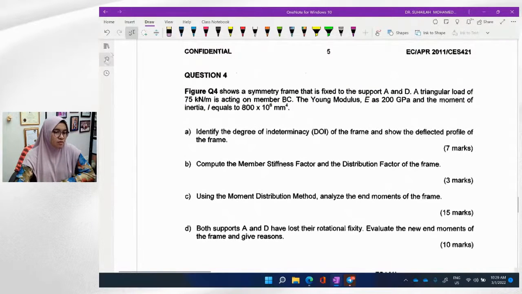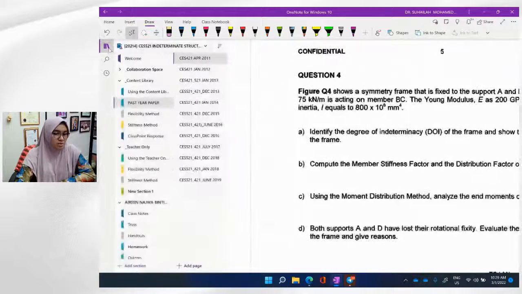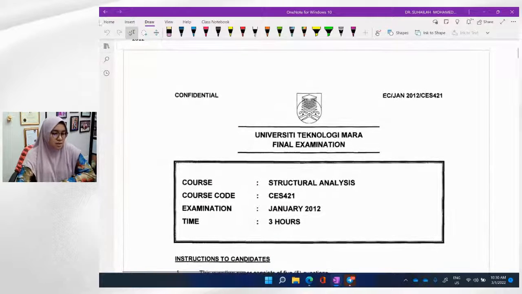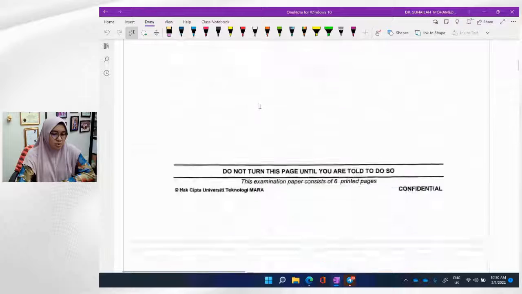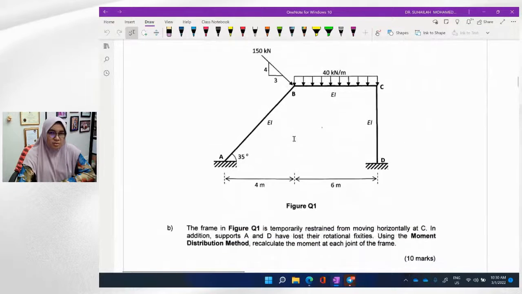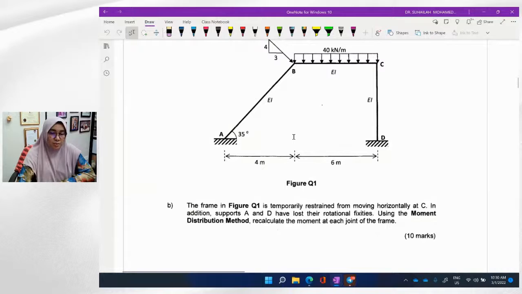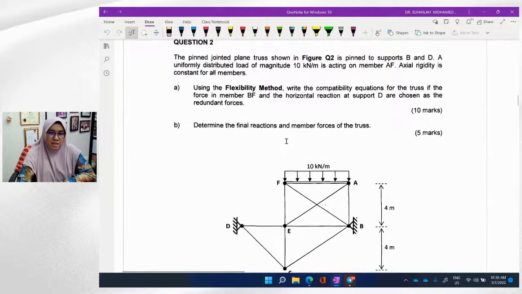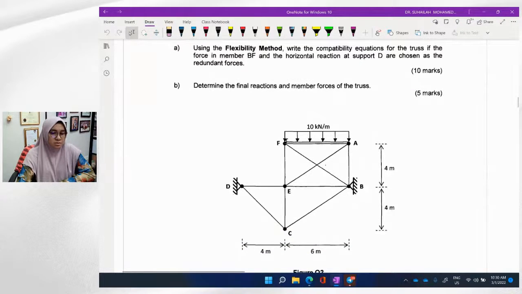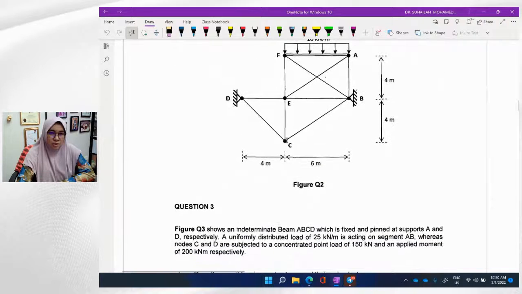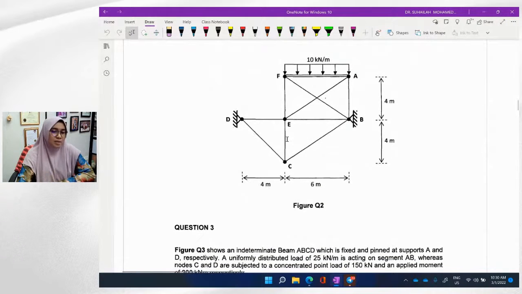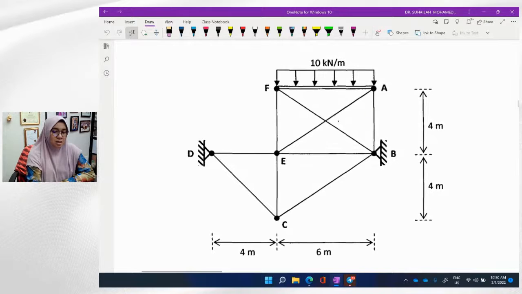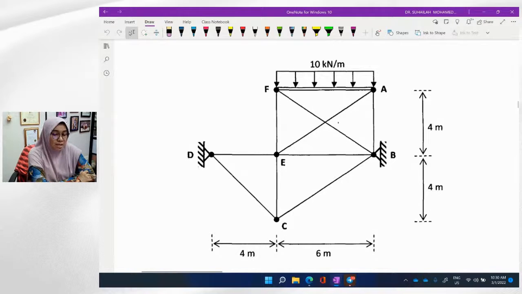Okay, this question number 4 is for the moment distribution method. This is January 2012. This is the moment distribution method, the topic that we will learn next week. This is also for the flexibility method. Of course, we can analyze this using the stiffness method, but we may have more unknown displacements, more than three.